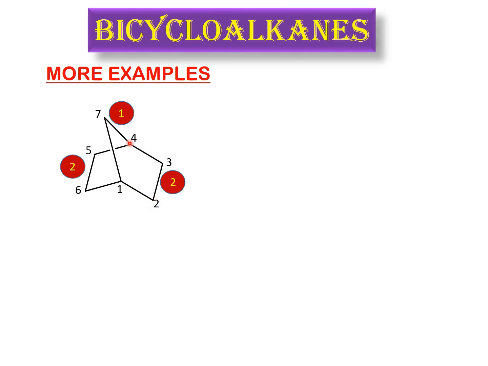Now from 4 onwards, you have to proceed towards that side, which again has higher number of carbon atoms, right? So again we have two sides, one having one carbon atom and the other having two carbon atoms. So from 4 we move to this side, 5, 6, and finally 7, right? So it's a heptane, a bicycloheptane. But what will you write in the square brackets? We have 2 on one side, 2 on the other side, and 1 in the center. So this would be bicyclo 2.2.1 heptane.